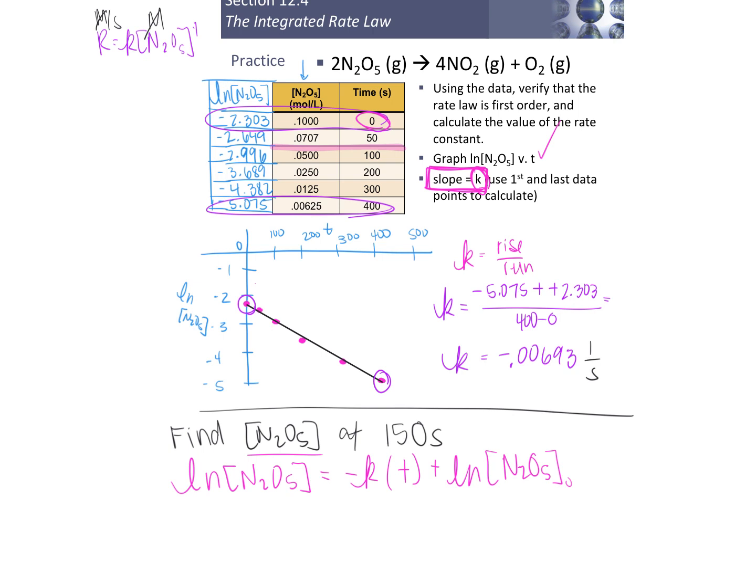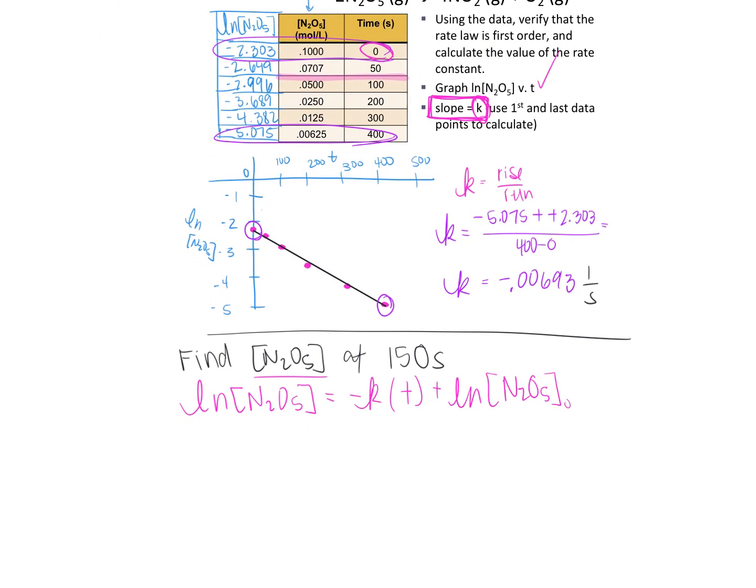Actually, I'm going to show you a little connection here. This equation right here looks very similar to y equals mx plus b, doesn't it? So that means, look at my y value on my graph. My y on my graph was natural log. My slope is actually equal to negative k. My x value is my time, which is what was graphed here, and my y-intercept was the natural log of my initial concentration. All of that makes sense, right?